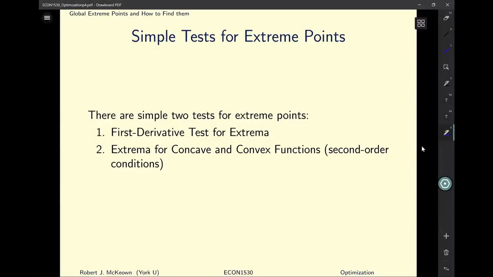Let's look at two simple tests for extreme points. The first one takes advantage of the first derivative, and it's really about looking at the sign of the first derivative. The second is looking at the second derivative. It's called the second order conditions, and it's about the concavity and convexity of the function. So let's start with number one.